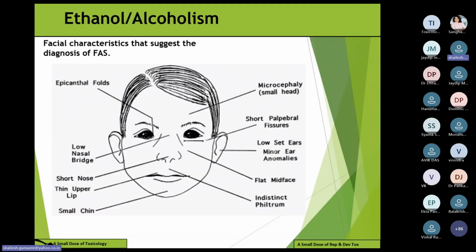So this is the schematic diagram that I am going to show you. These are the facial characteristics that suggest the diagnosis of fetal alcohol syndrome: low nasal bridge, short nose, thin upper lip, small chin. These are the classical facial characteristics of fetal alcohol syndrome.